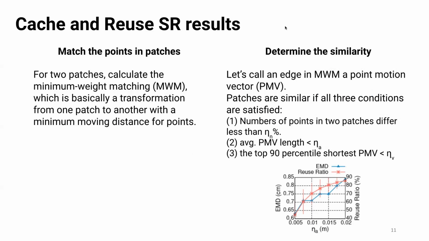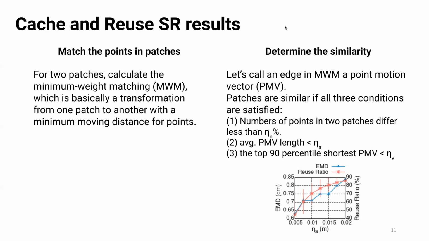So to cache and reuse the results, you need to determine whether two patches are similar or not. To do that, first they match the points in patches. For two patches, they calculate the minimum weight matching, which is conceptually, I guess, quite similar to EMD, but the purpose of the EMD is to get the average distance between the point pairs. However, in this case, the output is the matching of the points.